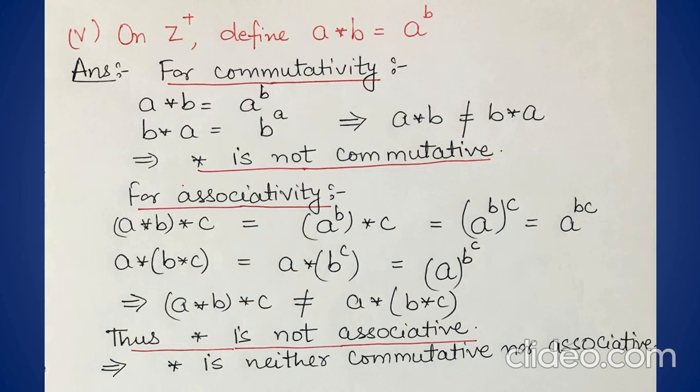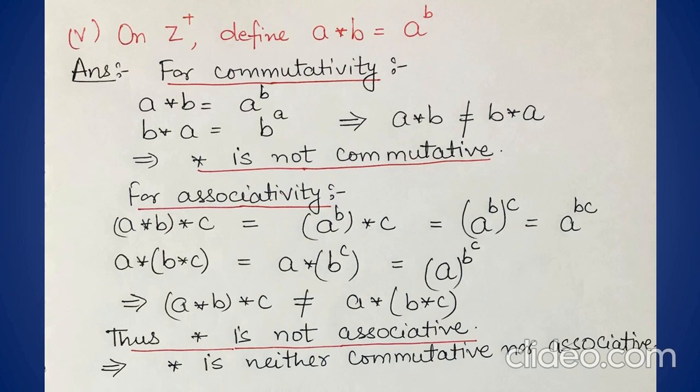Now see the fifth part. Fifth part says, on Z plus, that is set of positive integers, define a star b equal to a to the power b. Now first check for commutativity. a star b की वैल्यू हमें दी हुई है a to the power b, तो b star a की वैल्यू क्या हो जाएगी, b to the power a. So we can say that a star b is not equal to b star a. तो यहाँ पर star जो है that is not commutative.